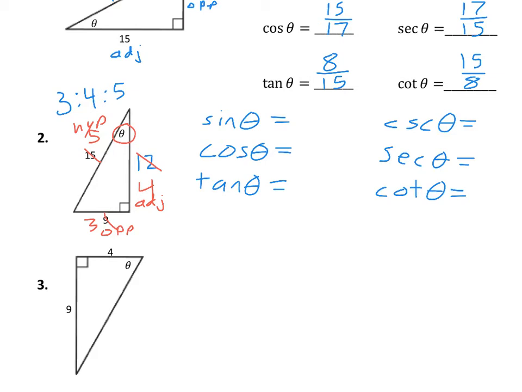Alright, so SOHCAHTOA: sine is opposite over hypotenuse. Cosine is adjacent over hypotenuse. And tangent is opposite over adjacent. And now let's just flip all 3 of those over, and we'll have the other 3.